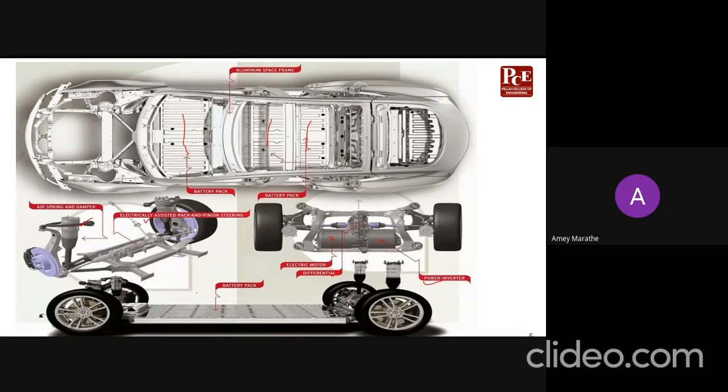And if you look at this diagram, you will all agree that the layout of an EV is something different from what we know in terms of the IC engine. So that is the whole idea.